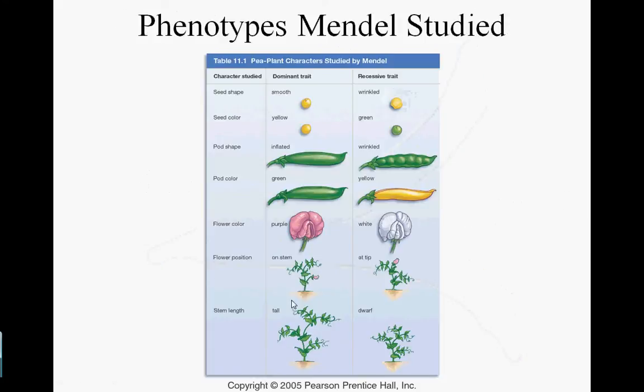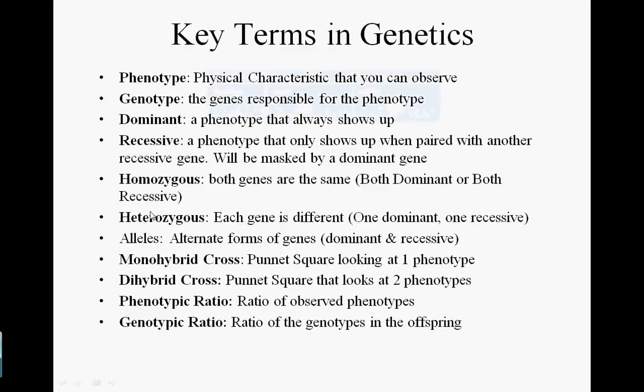So all in all, Mendel studied several phenotypes on the pea plant. He studied the seed shape, the color, the pod shape, the pod color, flower position, and the stem length. So these were all phenotypes that Mendel studied during his lifetime.